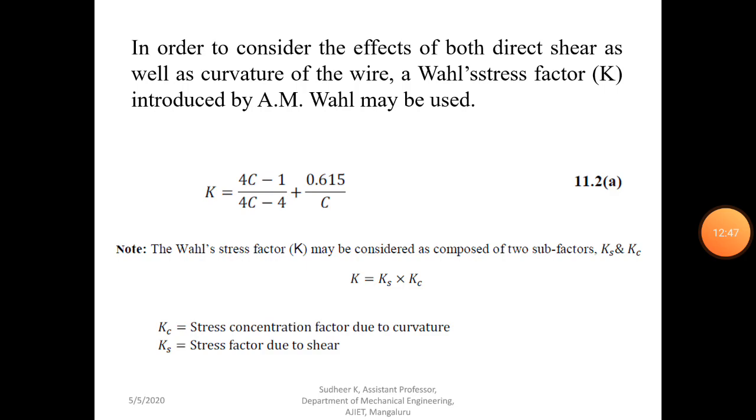The Wahl stress factor provides a simple method to find the resultant stress in the spring. The resultant stress is always maximum at the inside radius of the coil. In normal applications, the spring is usually designed by using the Wahl factor, which is K equal to Ks and Kc. This is one of the important equations, so you have to multiply Ks into Kc.